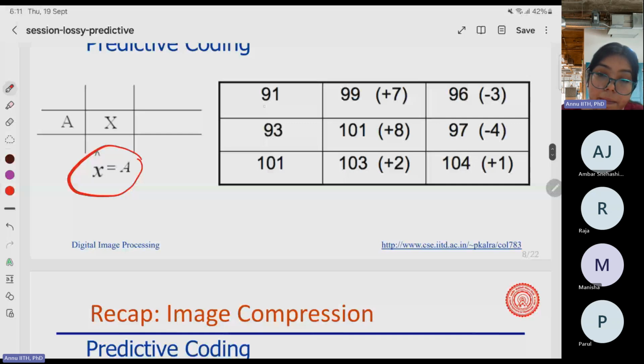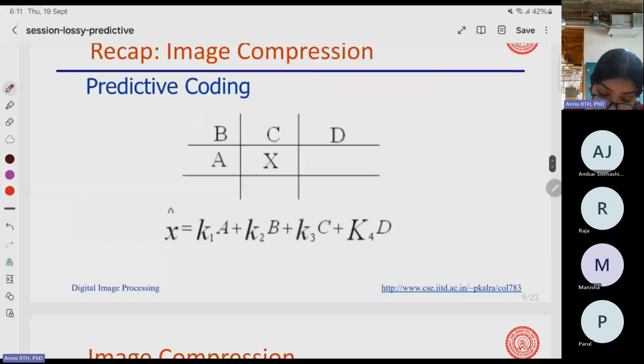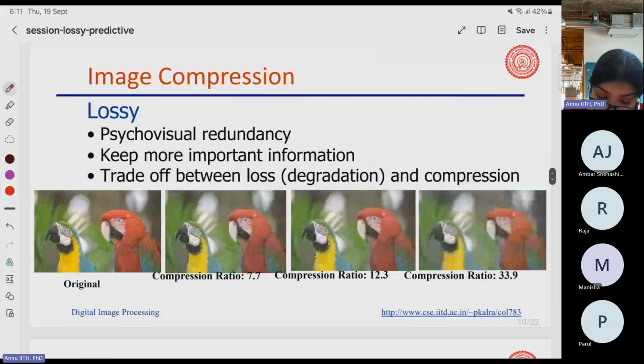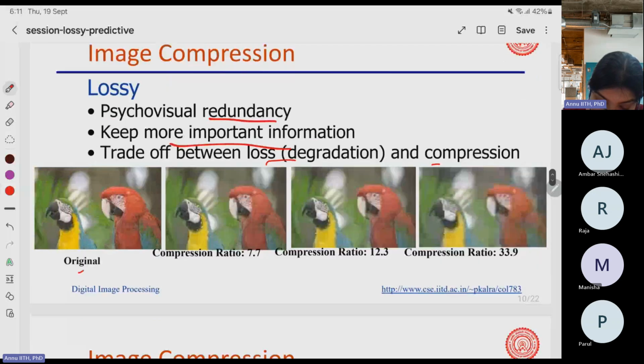Now, in image compression, we have two types of compression. The first one is lossy compression, where some redundancy is removed and it will keep the more important information, and it will have a trade-off between loss and compression. So here we can see the original image. Now the compression ratio is 7.7. In the second image, the compression ratio is 12.3. So you can see the degrading quality. As the compression ratio is increasing, you'll have a more degraded image.